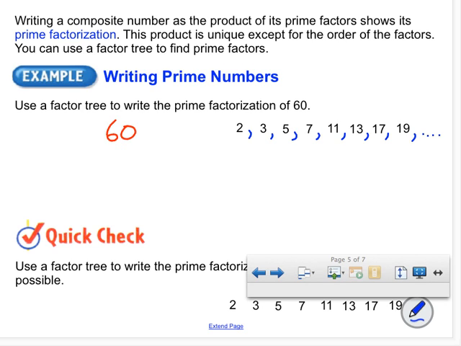So as I create a factor tree, the first thing I need to do is look at this number 60 and ask myself, starting with the smallest prime number 2, does 2 divide into 60 without a remainder? Yes, it does. And since it does, I'm going to put that in my tree, and then I need to figure out what times 2 will give me 60. What is that? 30.